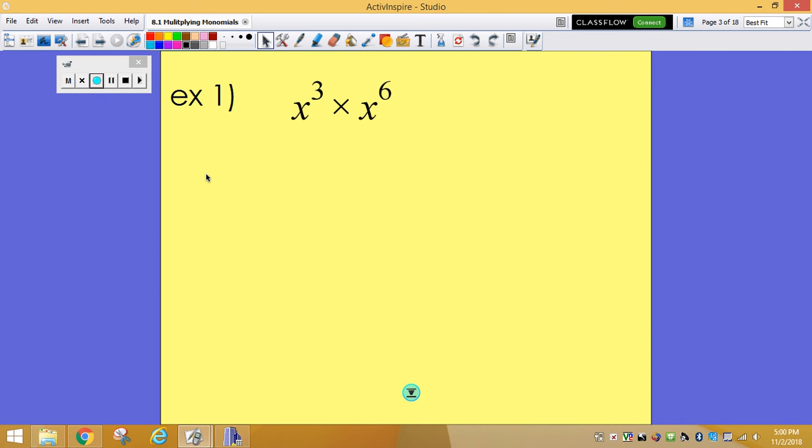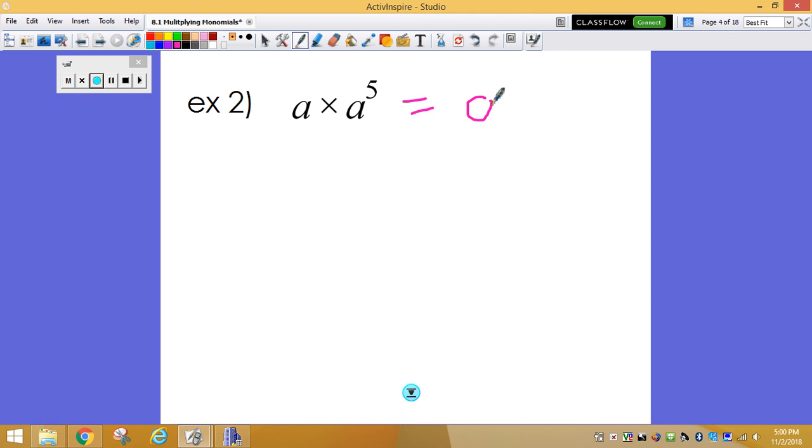I would write this one down just so that you'll have it in your notes. X to the 3rd times x to the 6th. X is our base. Okay, so I'm going to leave it an x. And they're multiplying. And the rule is that when we multiply, we add the exponents. So 3 plus 6 is 9. So that's going to be x to the 9th. Okay, again, they're both A's, so my answer is going to be an A.